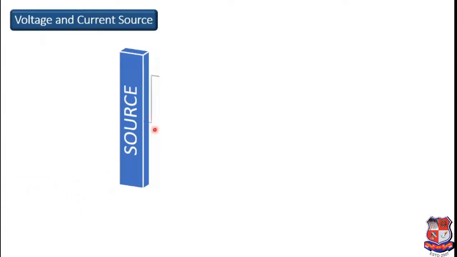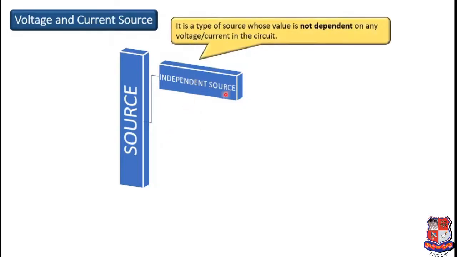This source is classified into two parts. One is independent, and the other is dependent. Okay. So what is an independent source? An independent source is a type of source whose value is not dependent on any voltage or current in the circuit. So independent sources are those sources whose value is not dependent on any voltage or current present in any of the elements. Okay. It has a constant value.